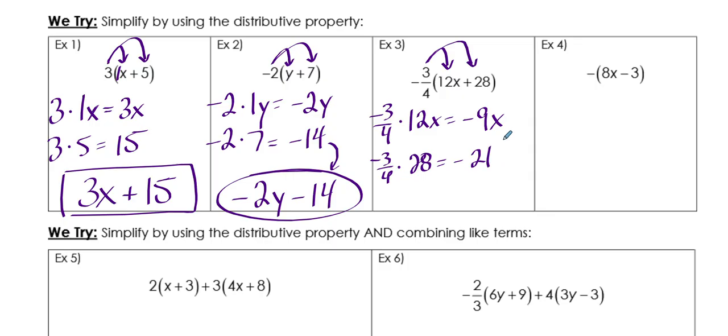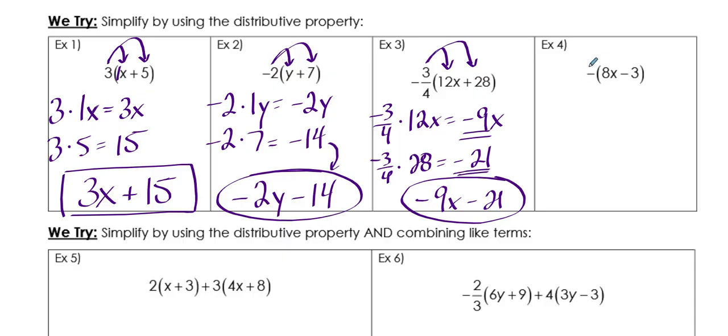The order actually doesn't matter. If you wanted to write the negative 21 first, you could. Traditionally, you'll just see the x term or the variable term come first. So we're going to write negative 9x minus 21. Again, the sign stays with the number. That's negative 9x. That's minus 21. So in our final answer, that shows up as negative 21.